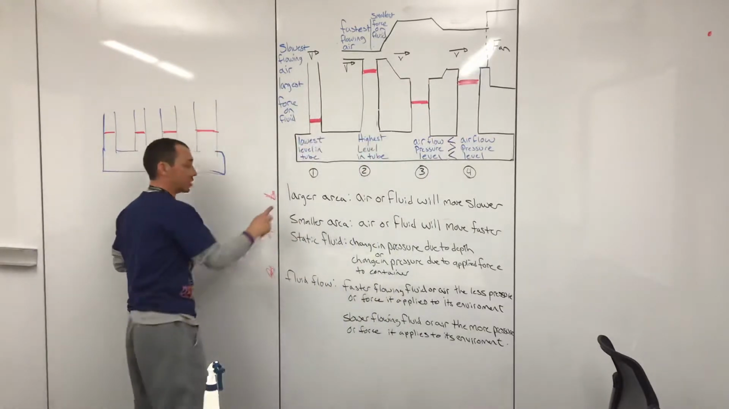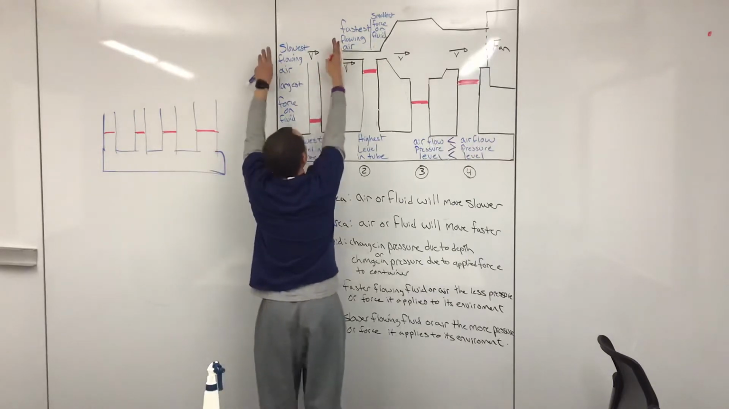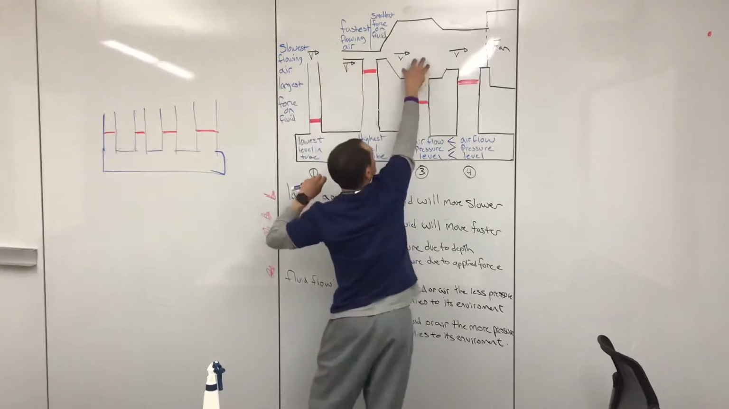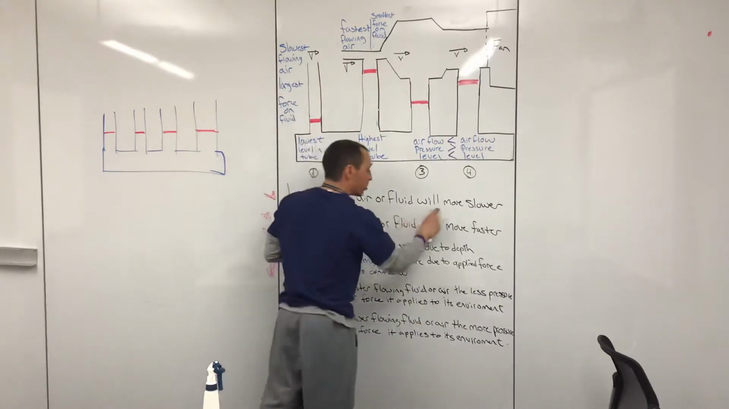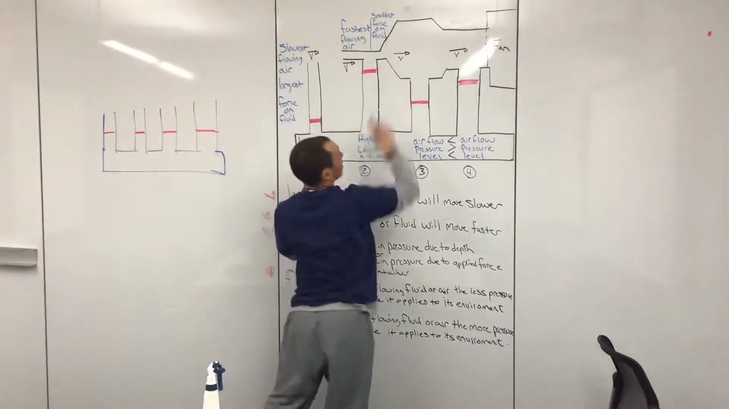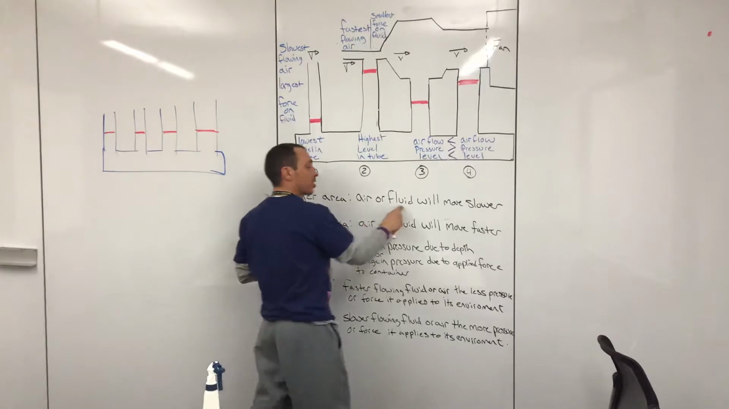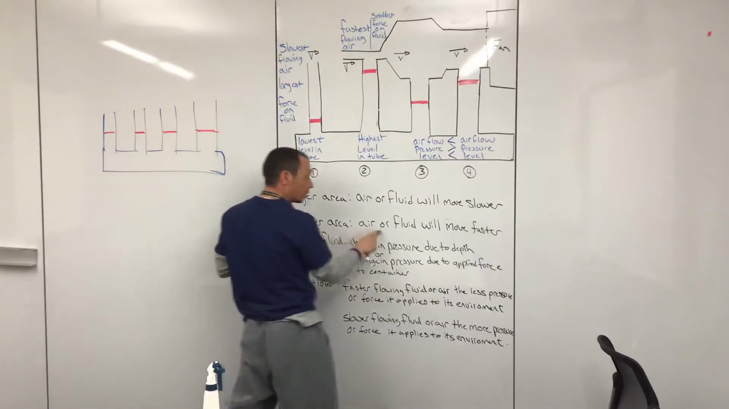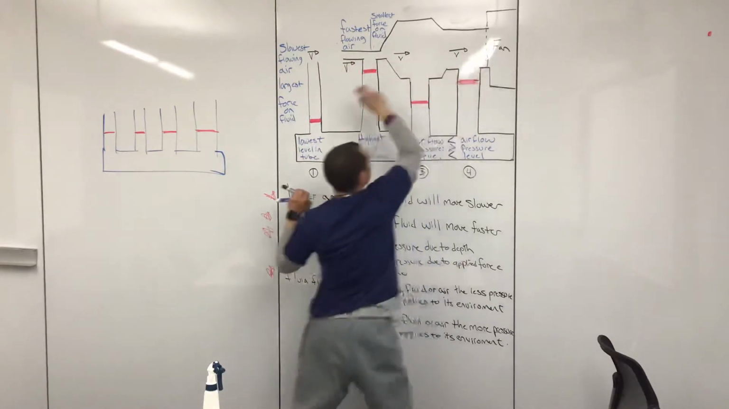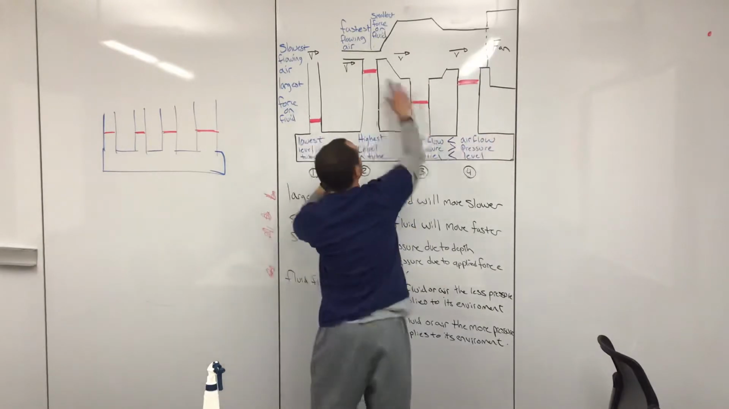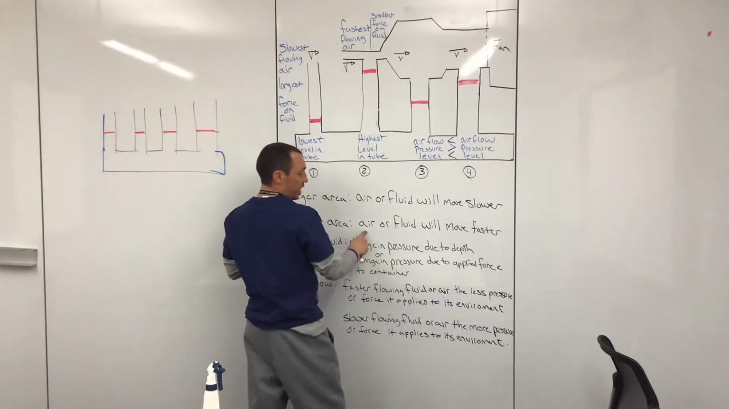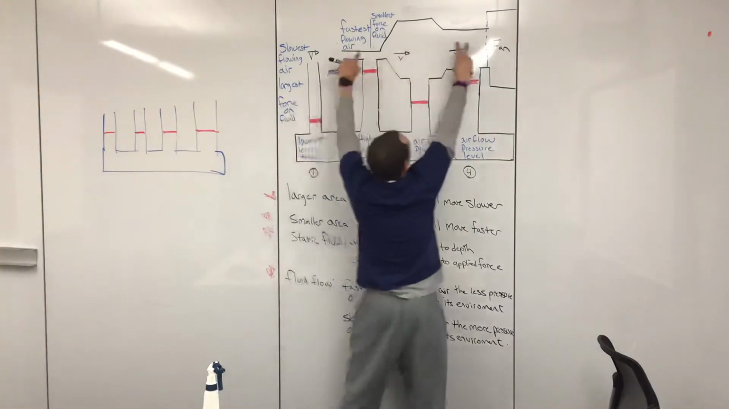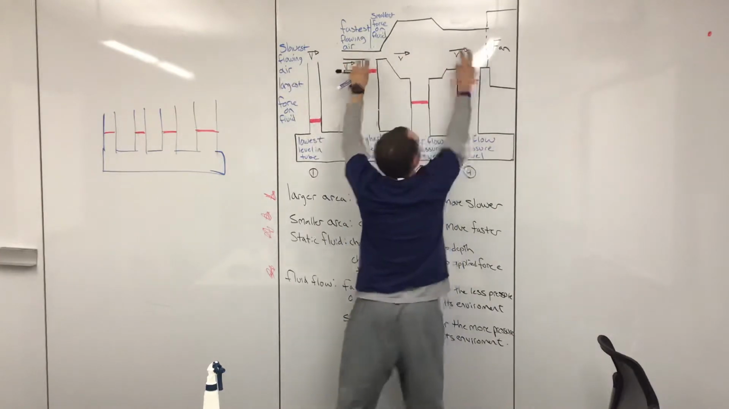In the larger areas, like here where the area is effectively infinite because it's just out in the environment, the air or fluid will move slower, the larger the area. The fluid down here isn't flowing, it's the air that's flowing, so we're really looking at the air. But the air or fluid will move faster in a smaller area. So in these smaller areas compared to the larger areas, the air will be moving faster.